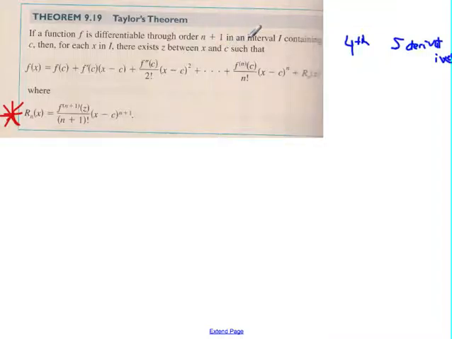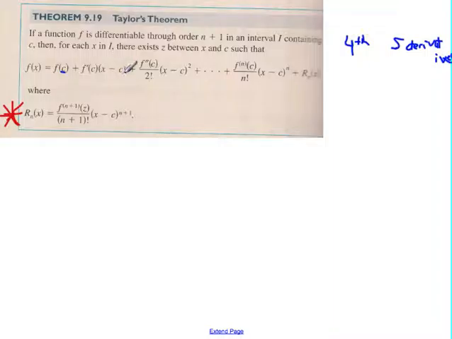So what's it say? It says in an interval I containing C, then for x in I there exists C. Though this is fairly complex. So remember, when we create a Taylor polynomial, we usually have some center, right? The center for which the polynomial converges.